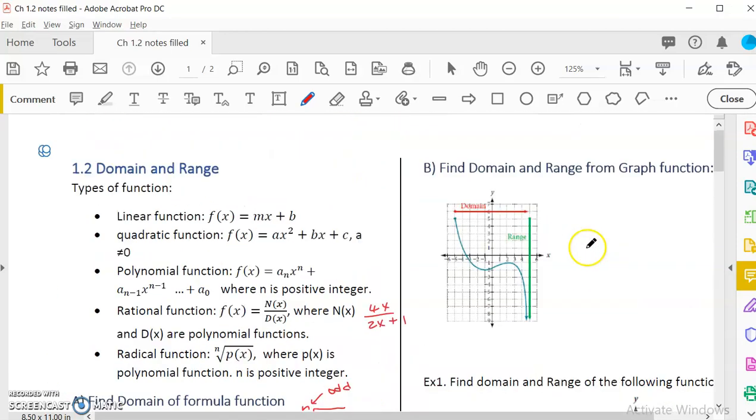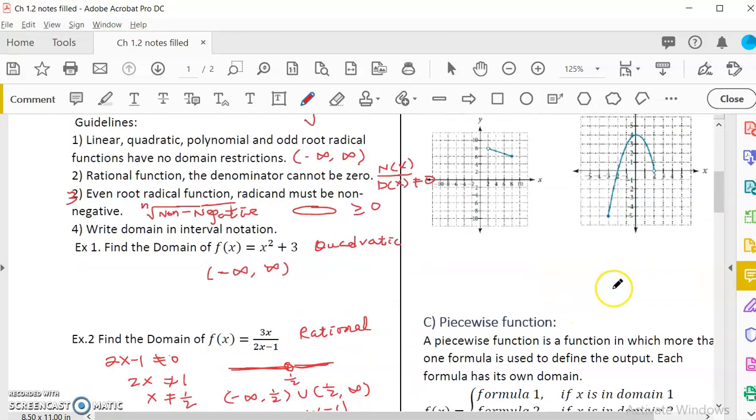Okay, and then we have find the domain and range from a graph of a function. If it's a graph, what you can do is look at all the points. Basically, look at all the points. Where did it go? Horizontally, that would be the domain. Vertically, that's the range. So you look at how much it goes. I'm going to do two examples.